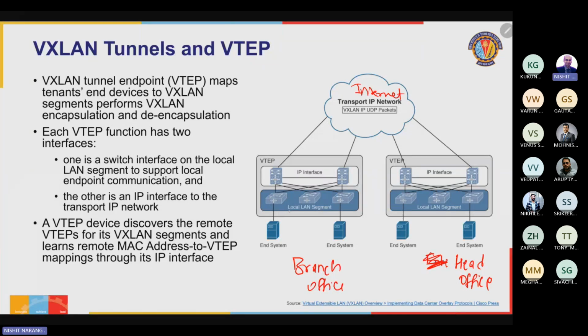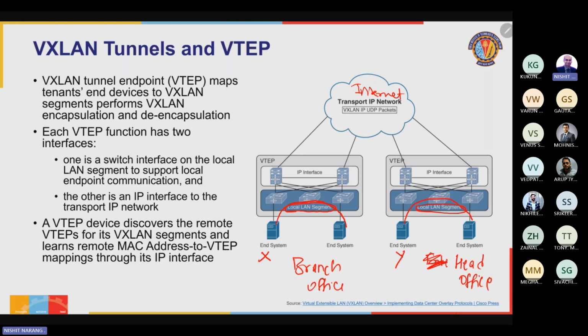The branch office has its own local LAN. The head office has its own local LAN. When end systems within the branch office want to talk to each other, they talk via the local LAN. Similarly, when end systems in the head office want to talk amongst each other, they communicate over the local LAN. But what if an end system X in the branch office wants to talk to an end system Y in the head office? I can use the VXLAN protocol.